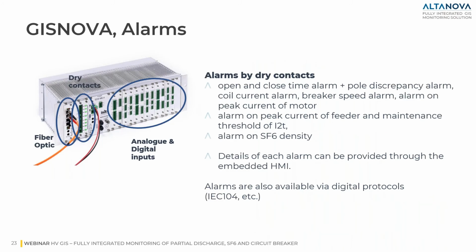The data acquired are processed locally and can be exported through several digital protocols, but also through the embedded dry contacts. In this picture, you can see the three major parts of the unit. On the right here, you have the analog and digital inputs that are connected to the contacts or the sensors. We have the dry contacts here that can be connected directly to the substation SCADA, or the fiber optic and the power supply part, to be connected to other subsystems or to the central units.